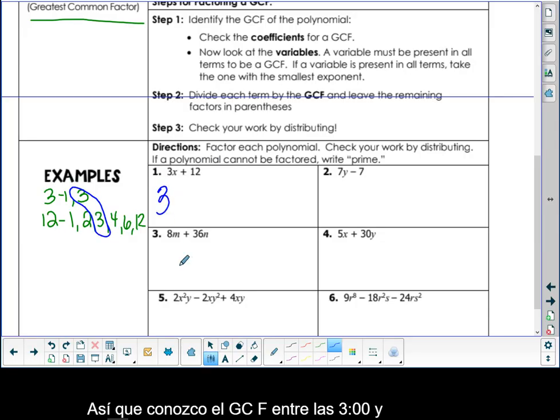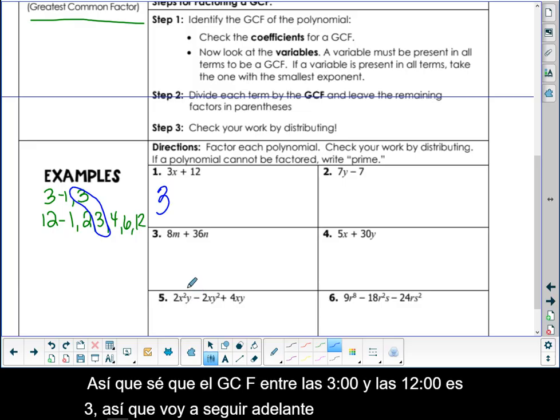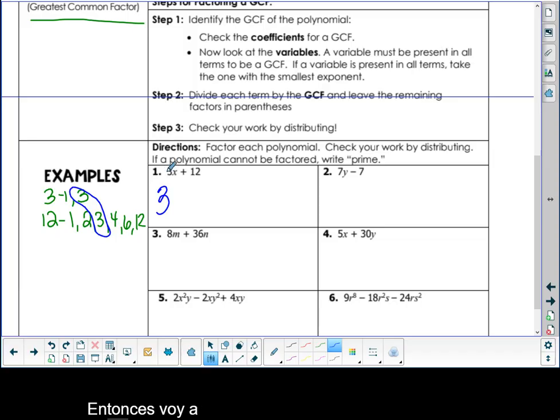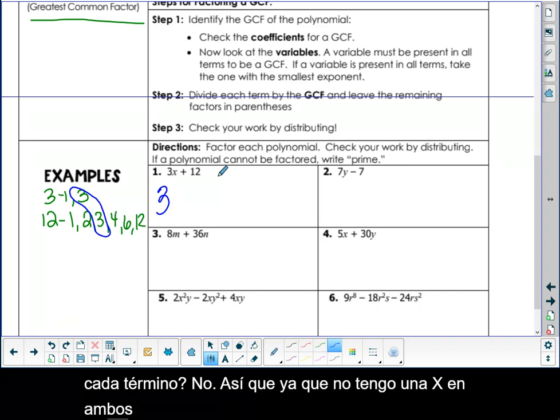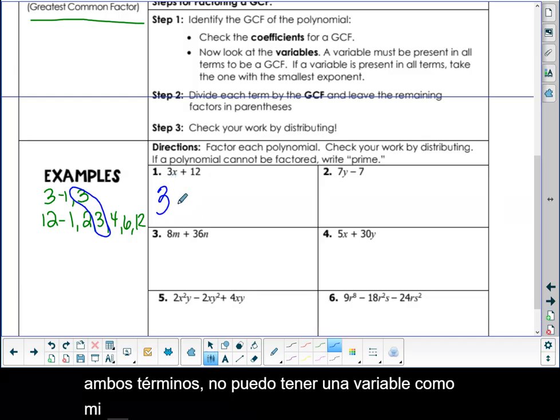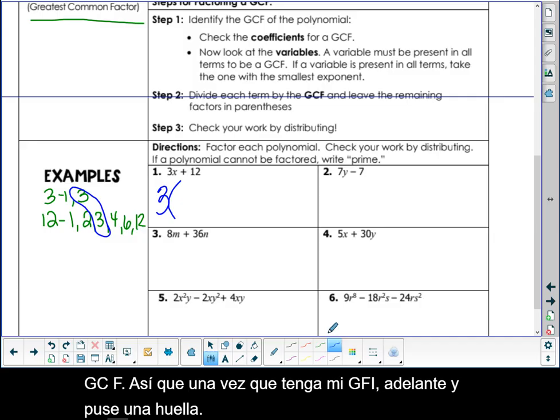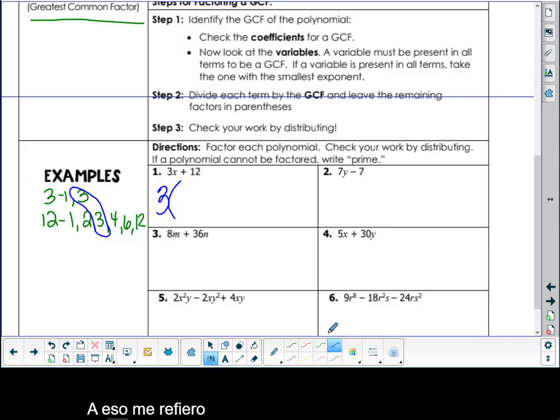So I'm going to go ahead and write that out. Then I'm going to look at the variables. Do I have an x in each term? No, I do not. Since I do not have an x in both terms, I can't have a variable as my GCF. Once I've got my GCF, I put a parentheses. That's letting me know, all right, it's time to divide. I am going to divide each term by 3.